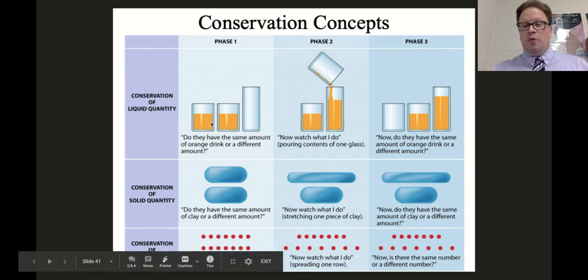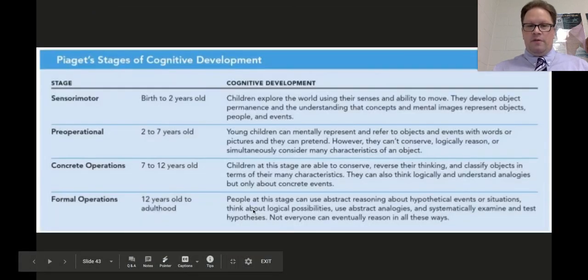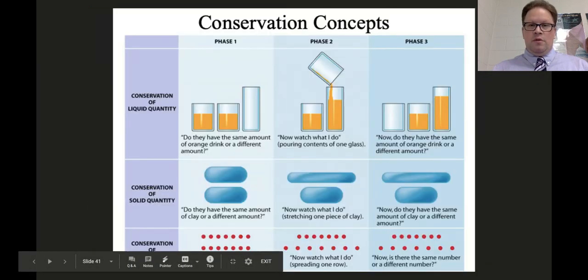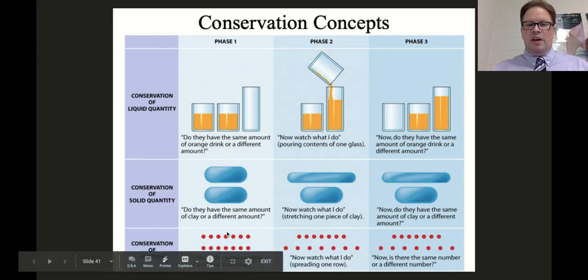So at this point, you can have two glasses, you could fill it into a taller, thinner glass, and they would still acknowledge that they have the same amount of liquid. You could have a piece of clay. They could see it's the same. You could stretch it out, and then they could acknowledge that it is still the same piece of clay. You could take numbered dots, you could spread them out, and they would still know it was the same number.